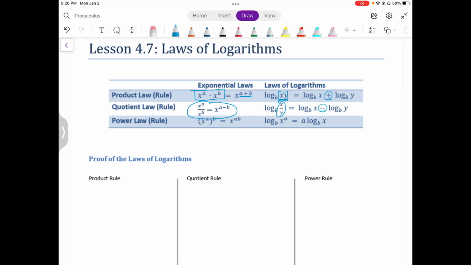And then the power rule. We have x to the a, that whole expression to the b power, we know that we can multiply. Well, when we have an exponent of a, we can actually multiply the expression times that a. And that's the introduction to these. We're going to go ahead and prove each of these. So let's do that.